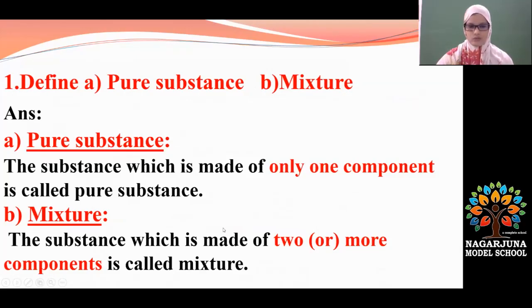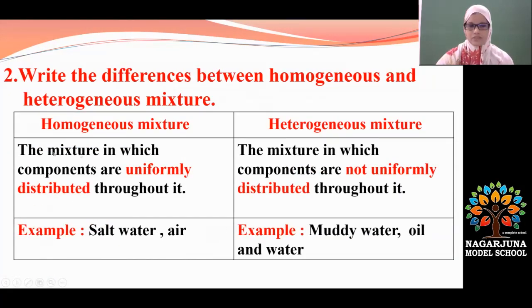Let's check the second one. The mixture in which components are uniformly distributed throughout it is called a homogeneous mixture. Examples are salt water and air. The mixture in which components are not uniformly distributed throughout it is called a heterogeneous mixture. Examples are muddy water, oil and water.